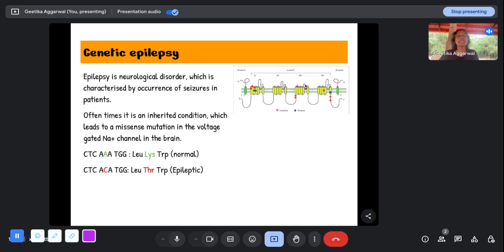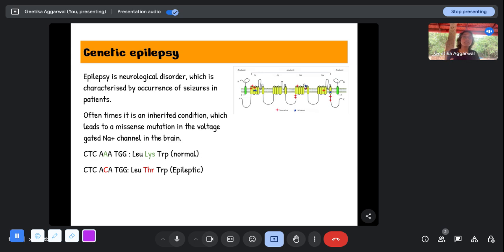That's why we're always trying to breathe, to take in more oxygen. So these are some symptoms of people having sickle cell anemia. And then there's something called genetic epilepsy. Epilepsy is a neurological disorder mostly characterized by the occurrence of seizures in patients. Seizures, more commonly known as fits, are when the body shakes vigorously and the person loses consciousness. That is what happens in epilepsy, which is a neurological disorder.